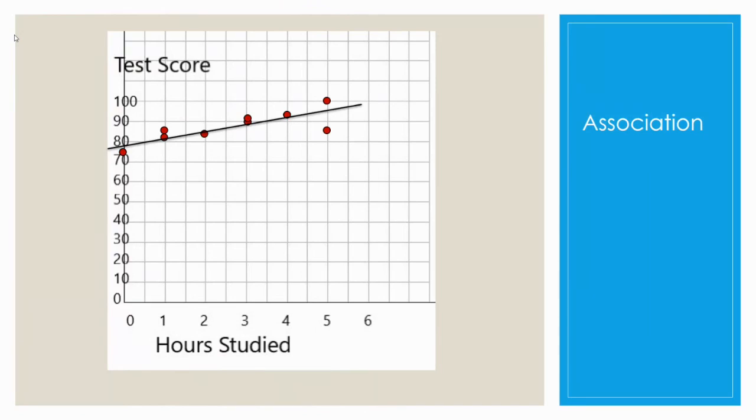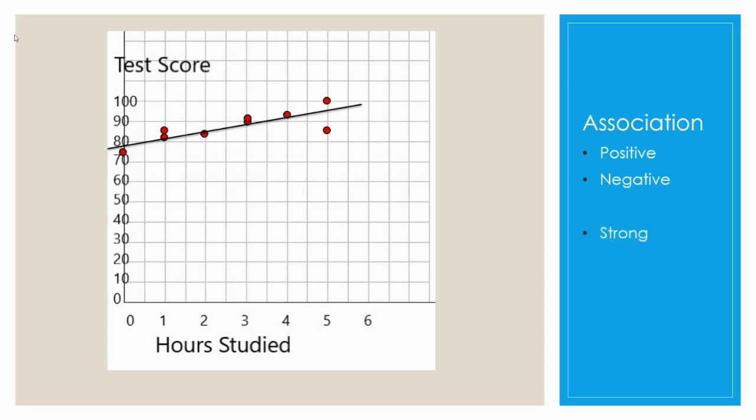So now to decide if the hours studied and test score are connected, we need to look at the association of this data. So we want to know, is it positive or negative? If the line, as it moves from left to right, is going up, we call that positive. If the line goes down, we call that negative. Here the line is positive, so I would say there is a positive association between hours studied and test scores.